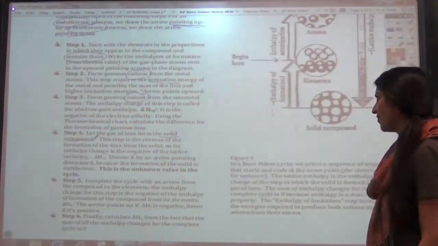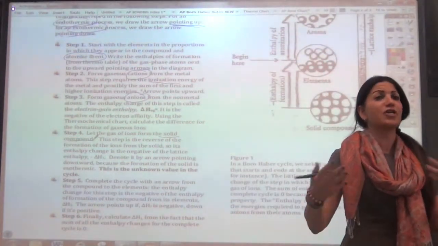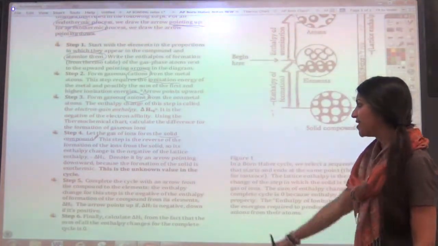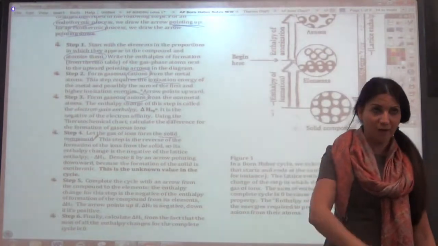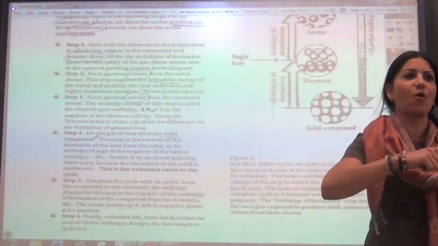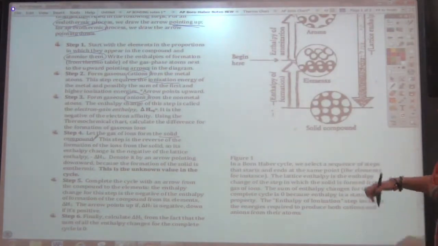So we'll just do the negative of it. And then you complete the cycle with the enthalpy of formation, delta HF, which again you can get from your thermal chart. Okay, step 6 is calculate your delta HL, assuming that everything equals 0. Then you just sum everything going around and set it equal to 0. That's basically it. Okay, so you can see the chart here.